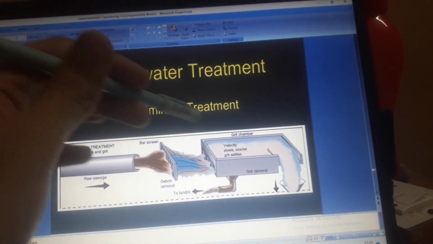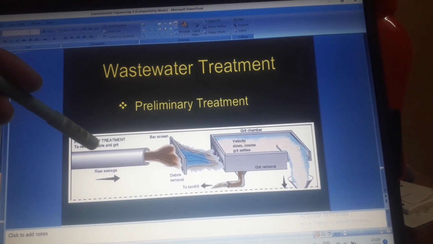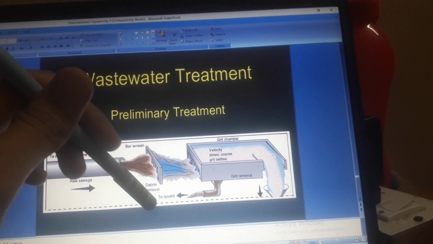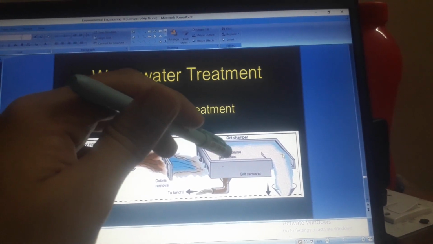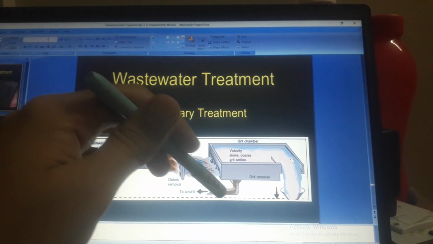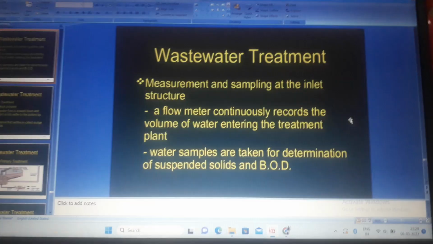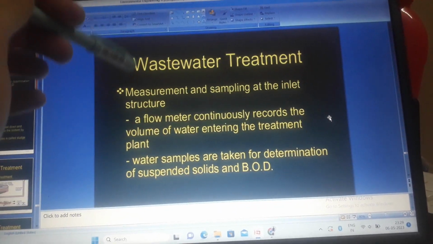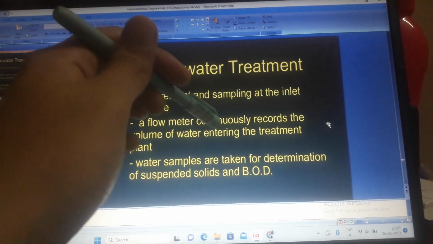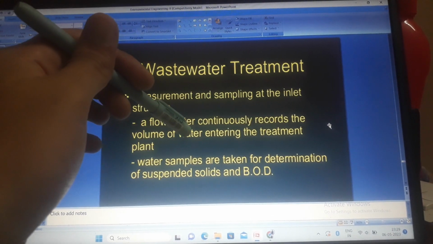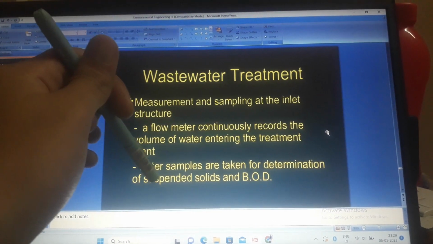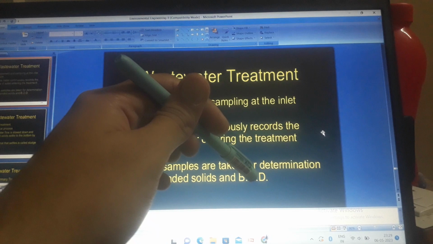Preliminary treatment removes debris and grit. This is raw sewage, this is the bar screen, this is debris removal. Then it goes to the velocity-slowed channel where grit settles. This is the grit chamber. This is grit removal, then it goes to the landfill. Measurement and sampling at the inlet structure: a flow meter continuously records the volume of water entering the treatment plant. Water samples are taken for determination of suspended solids and BOD, biological oxygen demand.